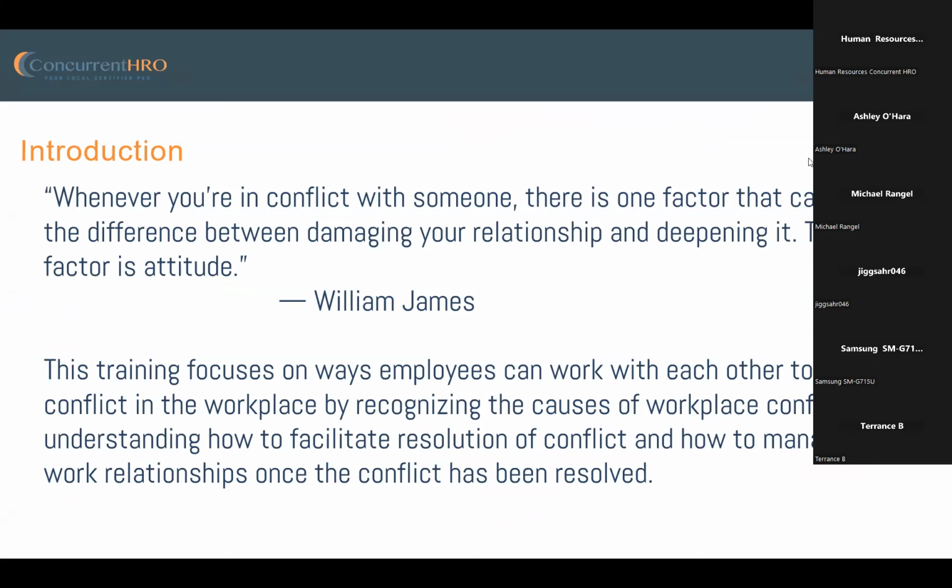As he mentions, whenever you're in conflict with someone, there is one factor that can make the difference between damaging your relationship and deepening it. And that factor is going to be attitude. So today we're going to focus on ways that employees can work with each other to resolve conflict in the workplace by recognizing the causes of workplace conflict, understanding how to facilitate resolution of conflict, and how to manage the work relationships once that has been resolved.